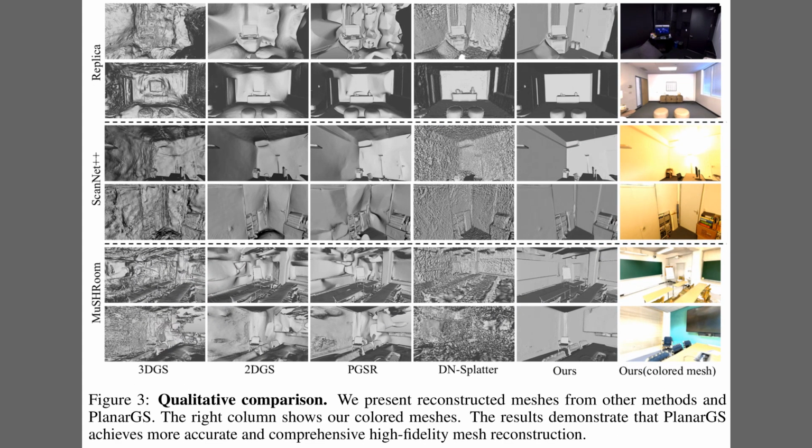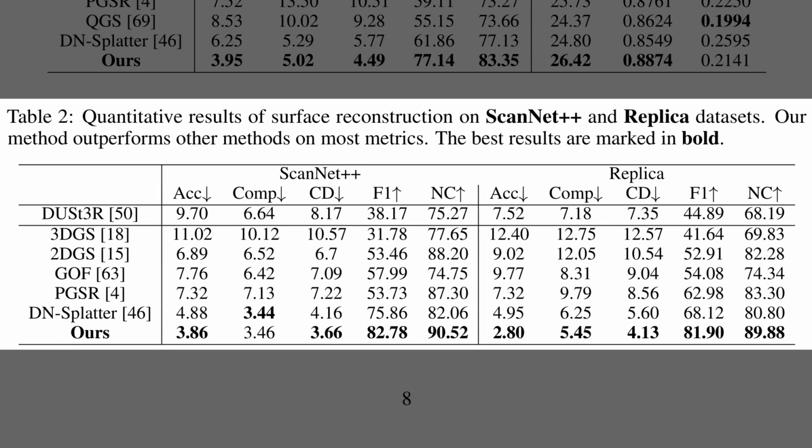Figure 3 presents a side-by-side qualitative comparison across Replica, ScanNet++, and mu-shroom. The left columns show baselines like 3DGS, 2DGS, PGSR, and DN-splatter, which yield wavy walls and noisy geometry. Our column displays flatter planes and sharper corners, so ceilings and floors stay straight. The rightmost column shows our colored meshes, which look complete and visually clean. So Figure 3 showed cleaner planes and sharper corners.